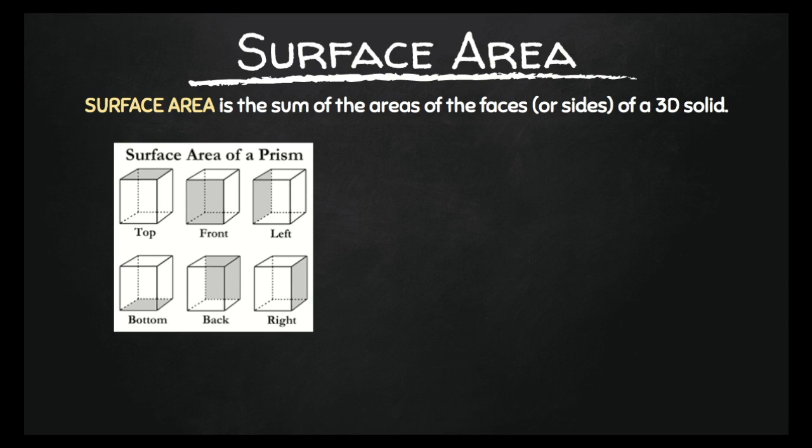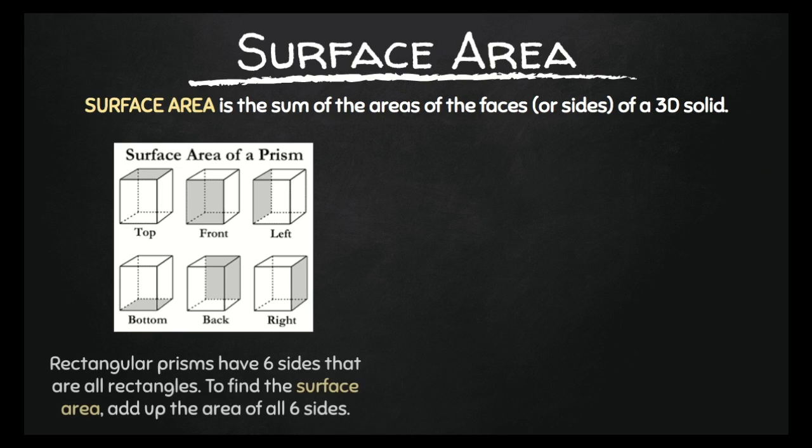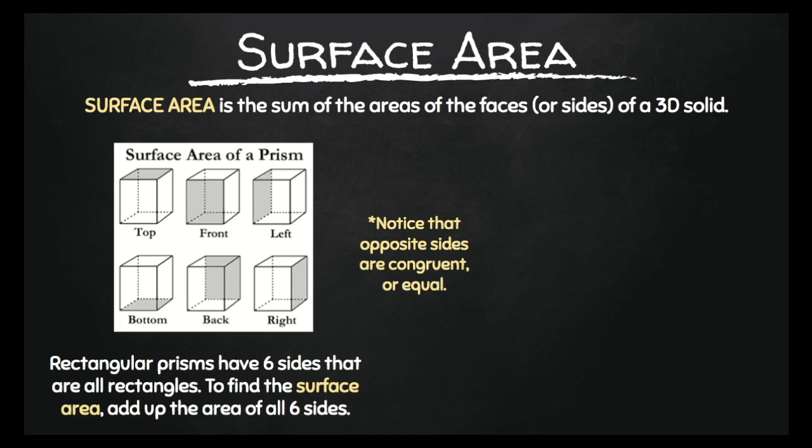For the surface area of a prism, there are 6 different sides. You have the top and the bottom, the front and the back, and then the left and the right sides. To find the surface area of a rectangular prism, you'll find the area of all 6 sides and then add them together. Now, one important observation is that the opposite sides in a rectangular prism are always congruent, or equal to each other.